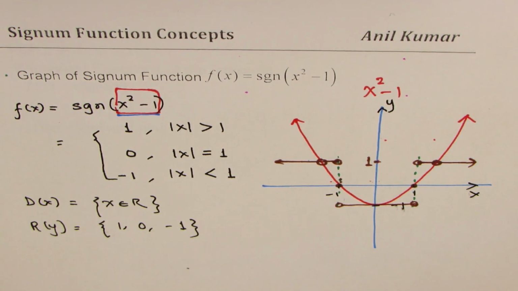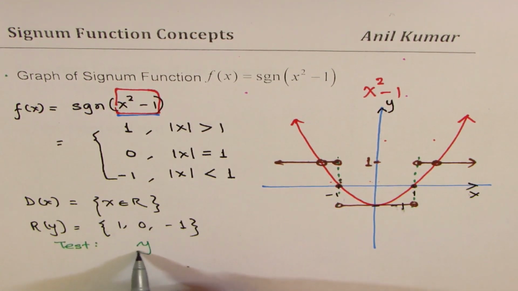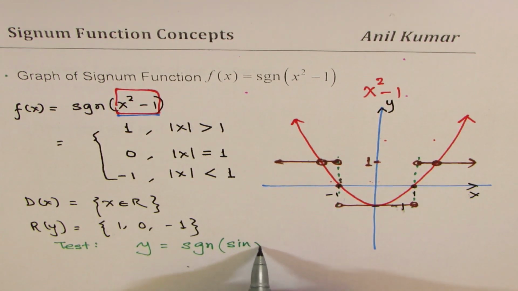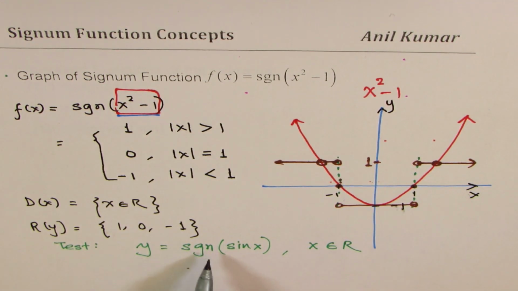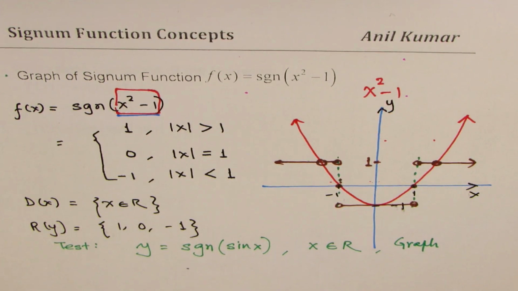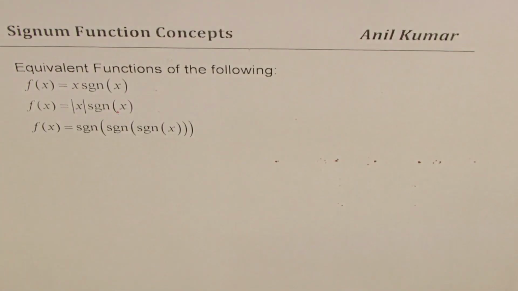Now as a test question, what you can take here is, let's say y equals signum of sine x, where x belongs to real numbers. That's the domain. So I'd like you to graph the function, right? So let's graph this function. Let this be your test question. So let's move on and we'll take a few more examples.